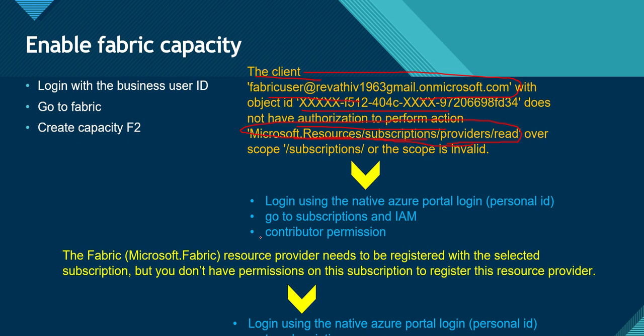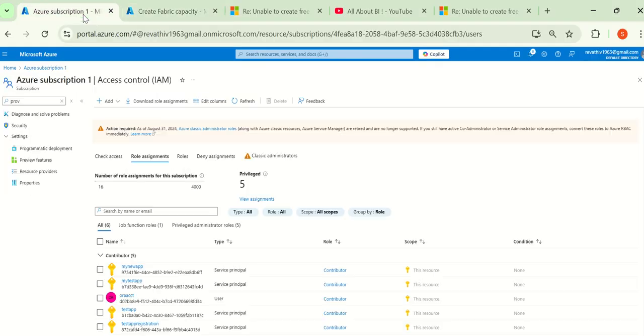For that, we have to log into the Azure portal using our personal ID. We have to go to subscriptions and IAM. That is why I said in the beginning, you have to log into two different IDs in two different tabs so that we can add some permissions. This tab is my personal account using which I created my Azure subscription. So I came into my Azure subscription, and inside that you can see IAM. IAM is nothing but access control.